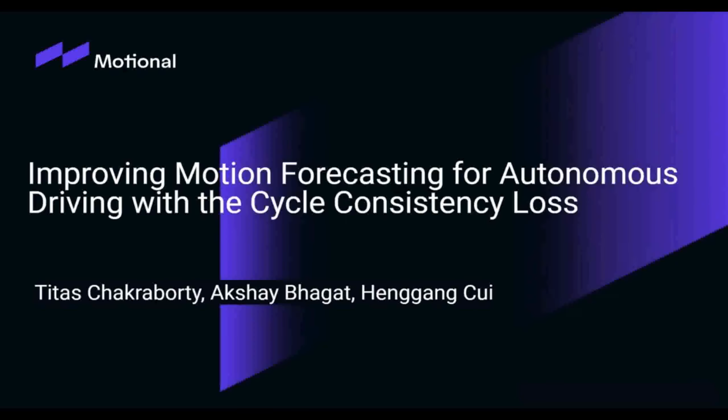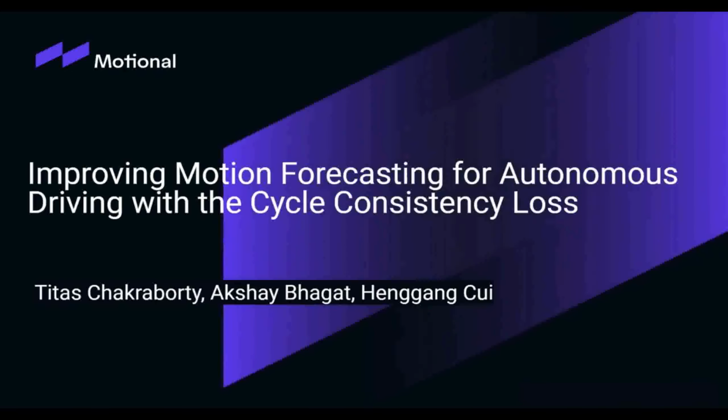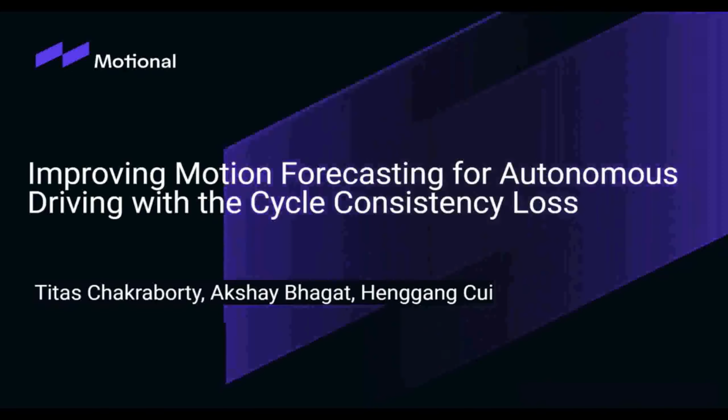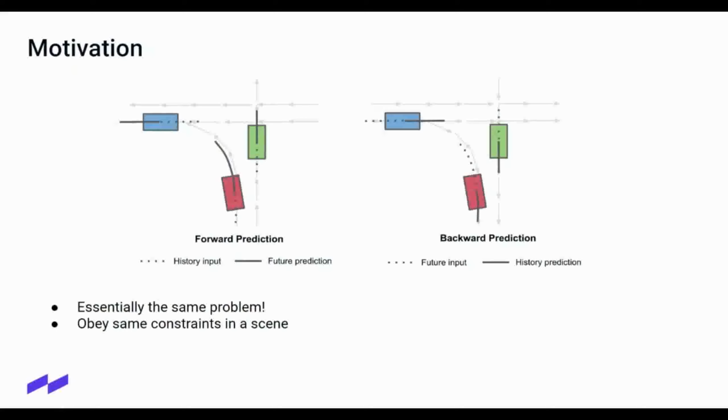Hi, I'm Didash Chakraborty and I'm presenting Improving Motion Forecasting for Autonomous Driving with the Cycle Consistency Loss. We work in the field of motion forecasting. Basically, most motion forecasting models do forward prediction, which is given the history, they will predict the future. There is also backward prediction, which is given the future, can you predict the history?